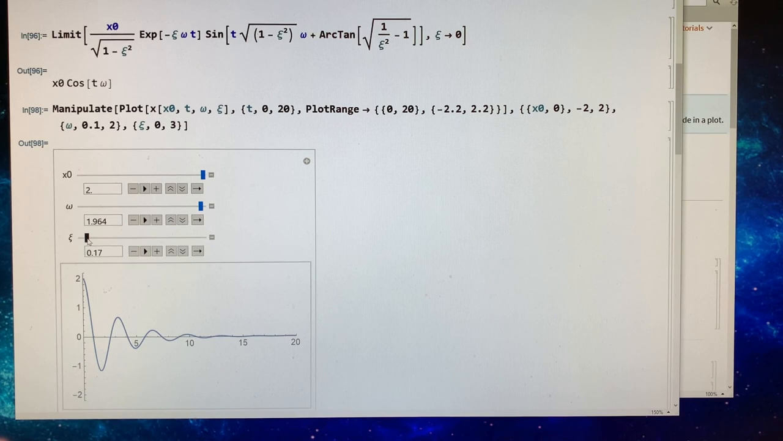Keep in mind, this is the free oscillator. The next thing we're going to study is the driven oscillator. And it gets really interesting because we're going to study the phenomenon of resonance. But that will be in the next video.